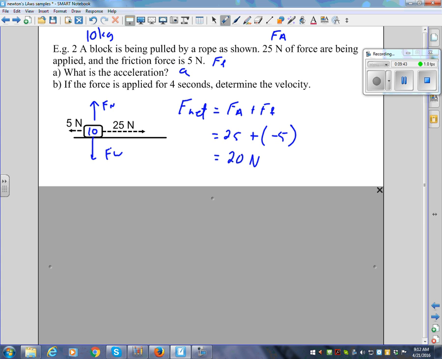20 newtons. Problem, Reese? No. Problem? No. The negative 5 is because the 5 is to the left, and it's opposite the plus 20. Would it work if I made this negative and that positive? Absolutely. They just have to be opposite, right? But traditionally, left is negative, right is positive. Okay, so I got my net force is 20.